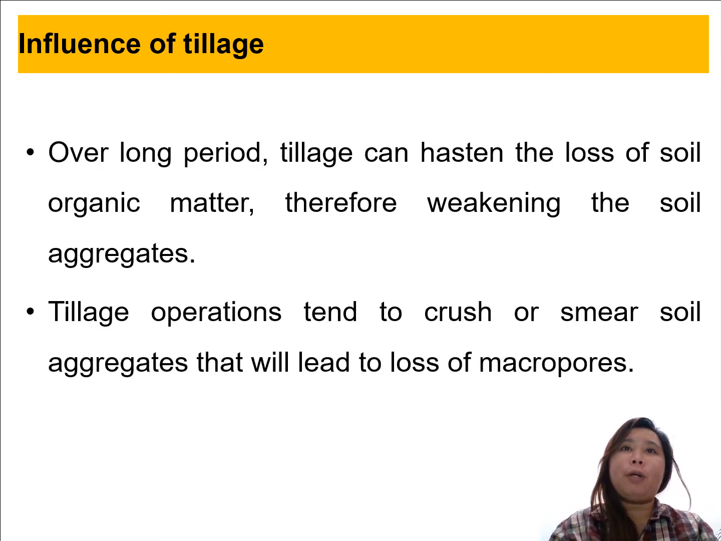However, over a long period, tillage can hasten the loss of organic matter. Therefore, when organic matter is lost, it can promote the weakening of the soil aggregates. So there would be less or no more cementing agent. Tillage operations also tend to crush or smear soil aggregates. This might lead to loss of the macropores or porosity of the soil.